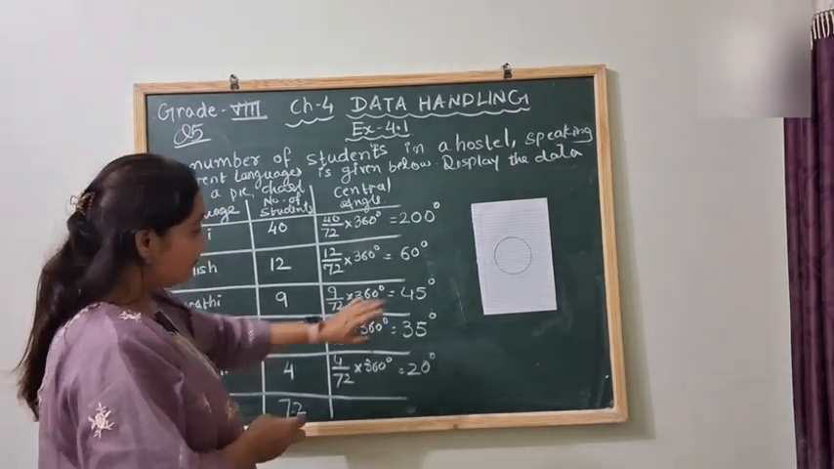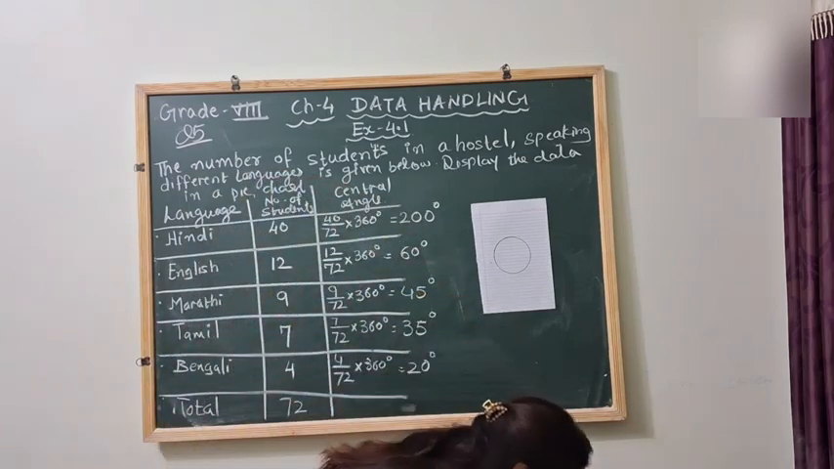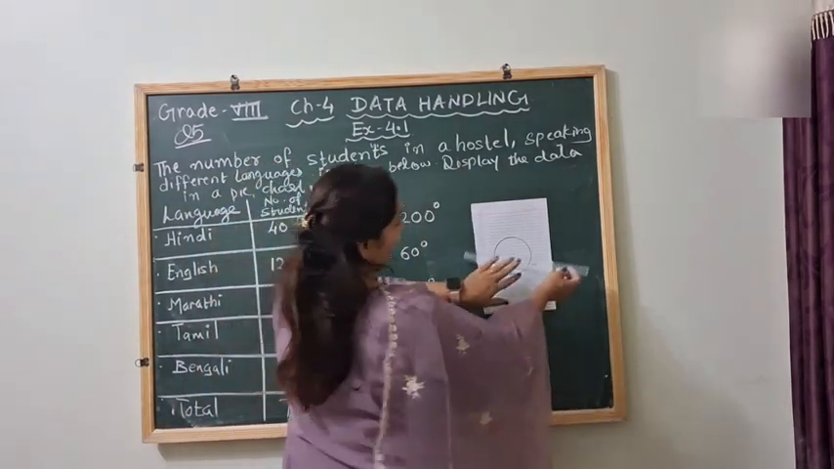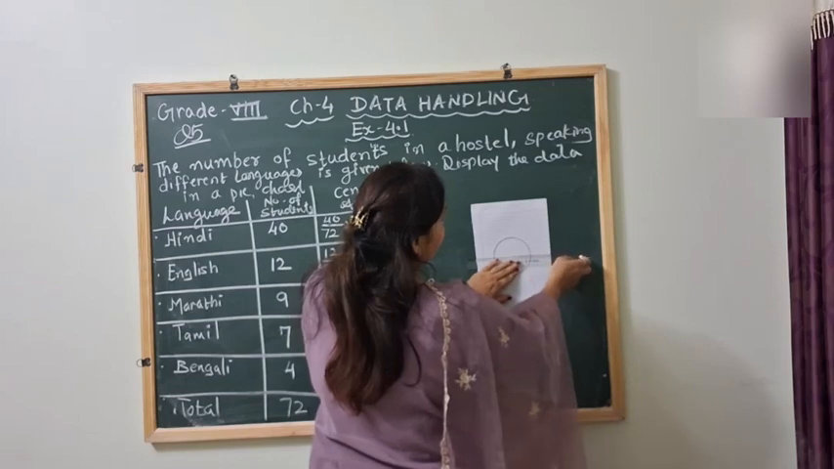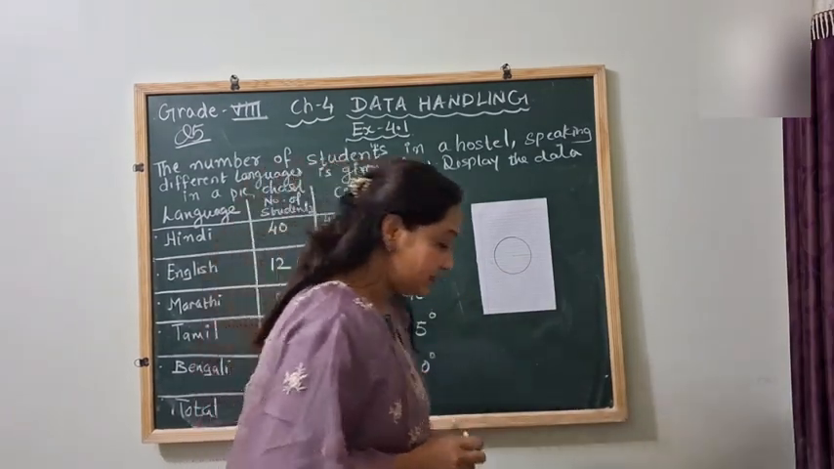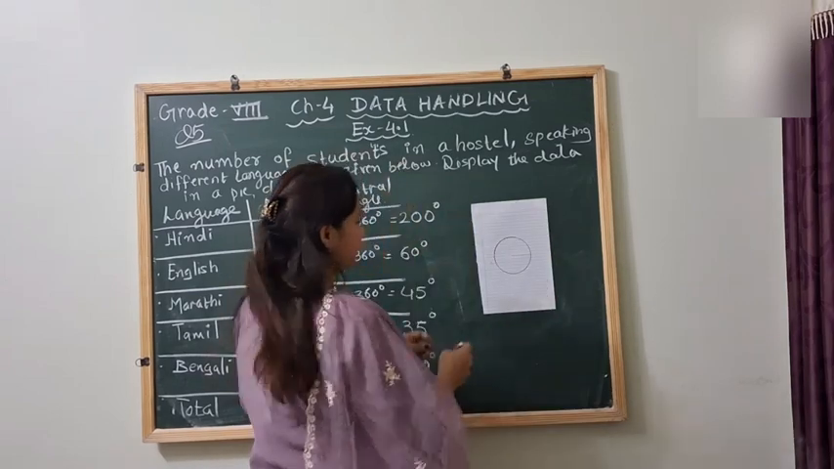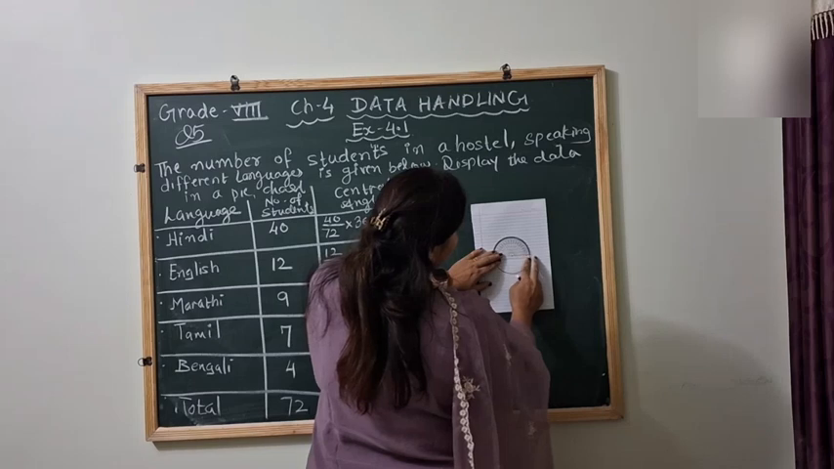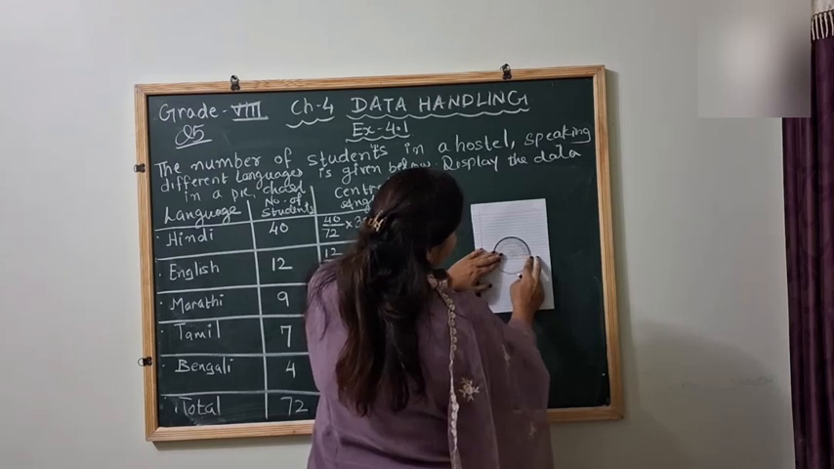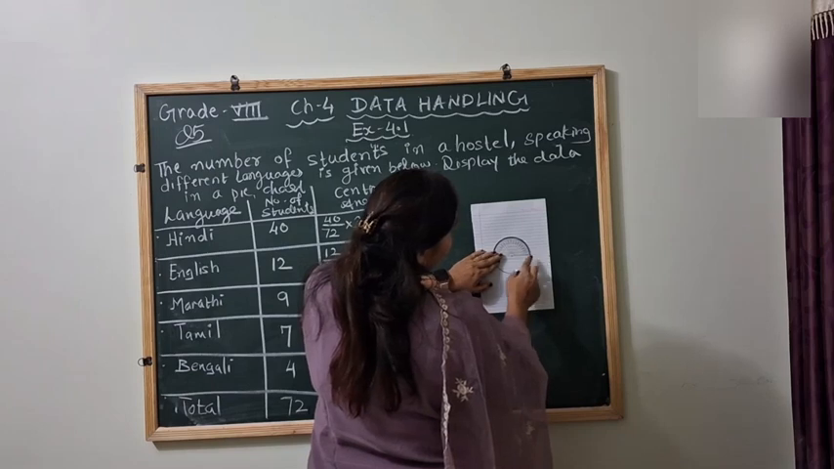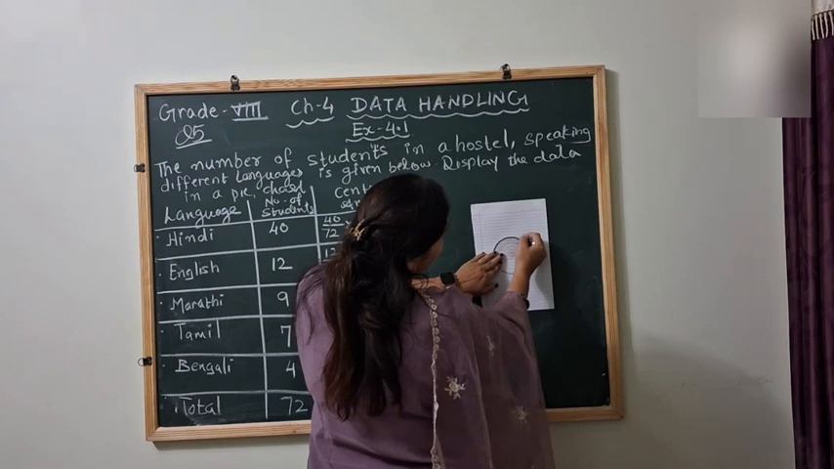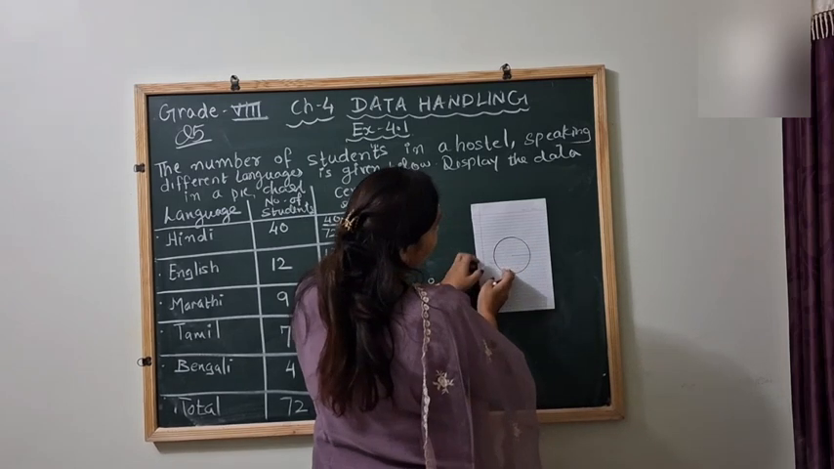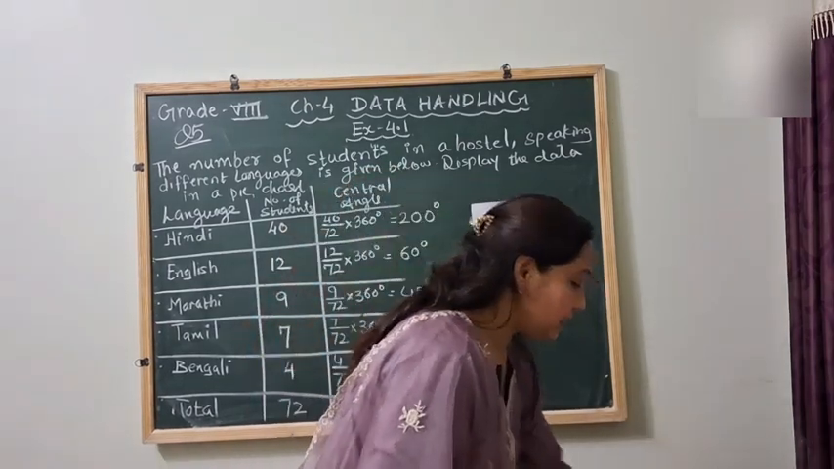So what we will do is start from 60 degrees. Make a radius like this, and using this center and this radius as a base, we will form 60 degrees. Match the center point of the circle with the center point of the protractor, and starting from 0, we have to form 60 degrees. 0, 10, 20, 30, 40, 50, 60 comes here. So now we will form 60 degrees like this.